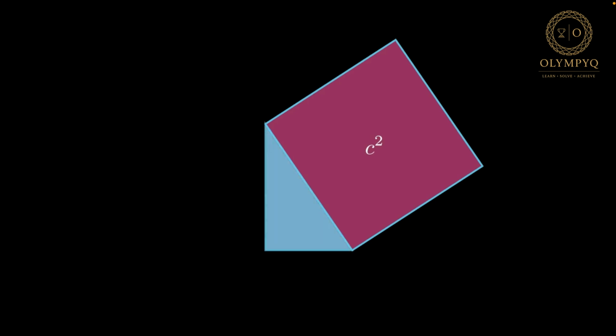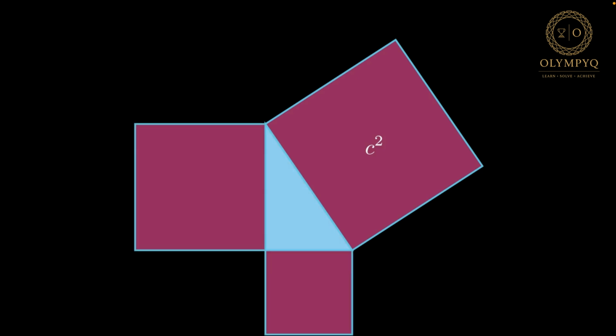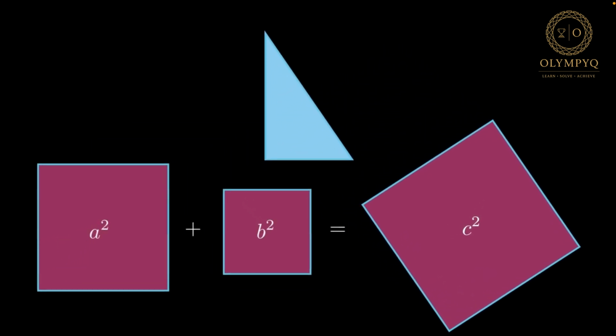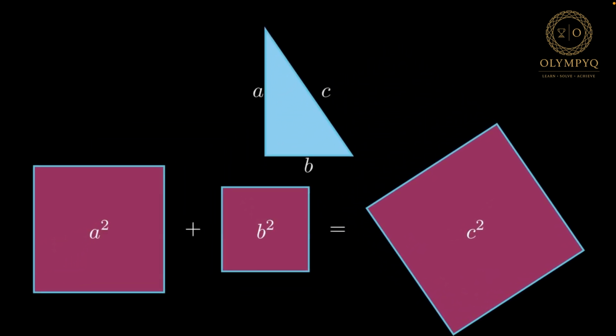Because this C squared area was built entirely from the A squared and B squared areas, we can conclude that A squared plus B squared is equal to C squared, and that is the Pythagorean theorem. And that's our hinged dissection proof.